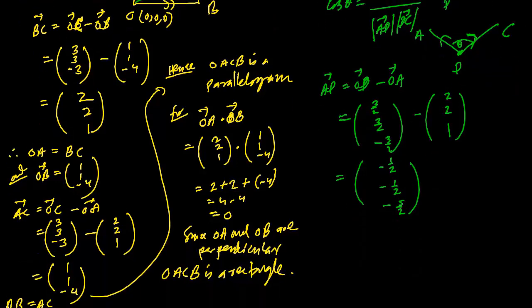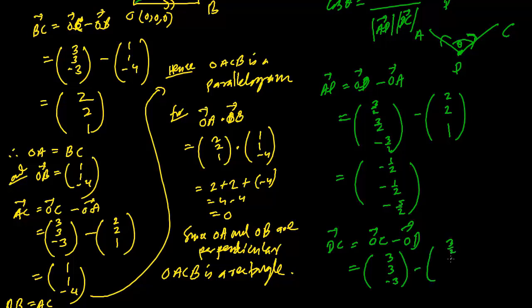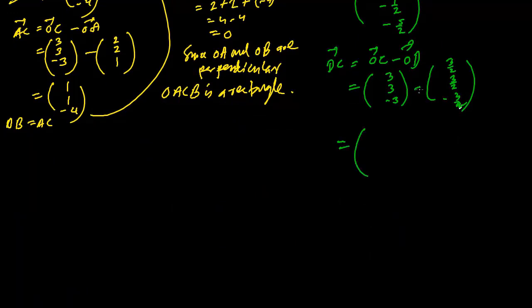Now we have to find DC. So DC is OC minus OD. So OC we already found. OC is 3, 3, minus 3, and OD is 3 by 2, 3 by 2, 3 by 2. So this is going to be 3 minus 1.5 is 1.5. So this is 3 by 2. 3 minus 1.5 is also 1.5, so this is also 3 by 2. Minus 3 plus 1.5, this is going to be minus 3 by 2, minus 1.5. So this is how it works. So we found AD and DC. Now we have to find the angle.